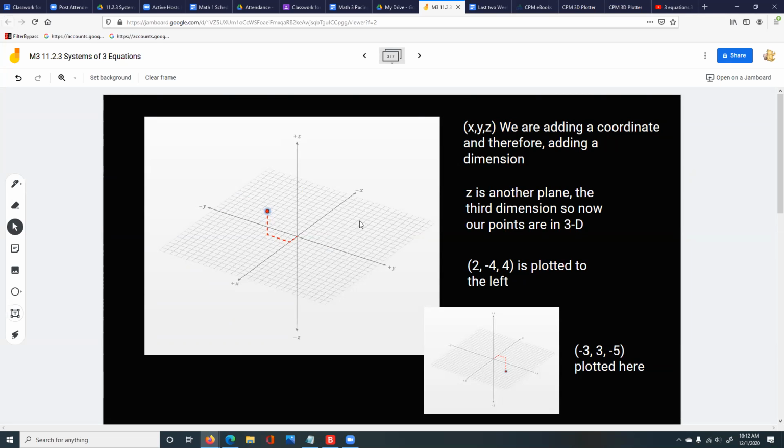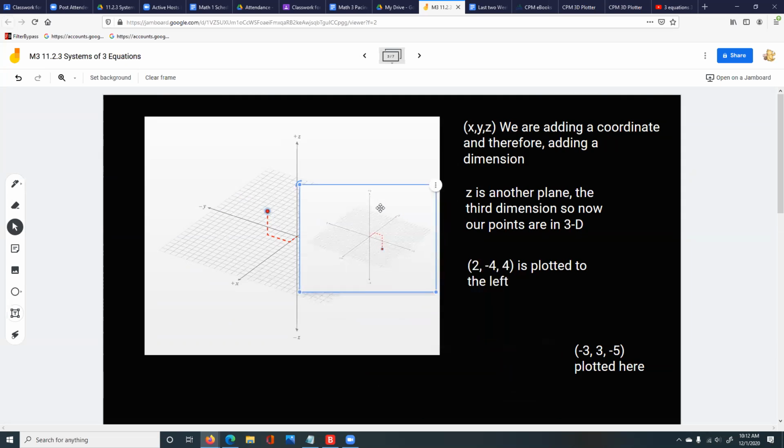So it's in space, it's above this plane. See, this is the XY plane here. So this point 2, negative 4, 4, I'm coming forward 2, going left 4, and up 4. Okay, so that's what you're finding, a point in space.